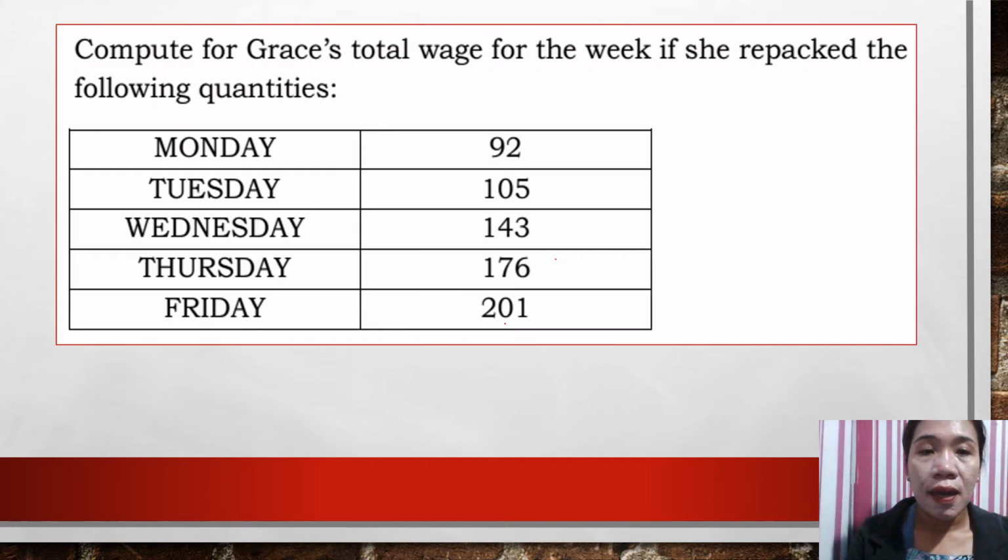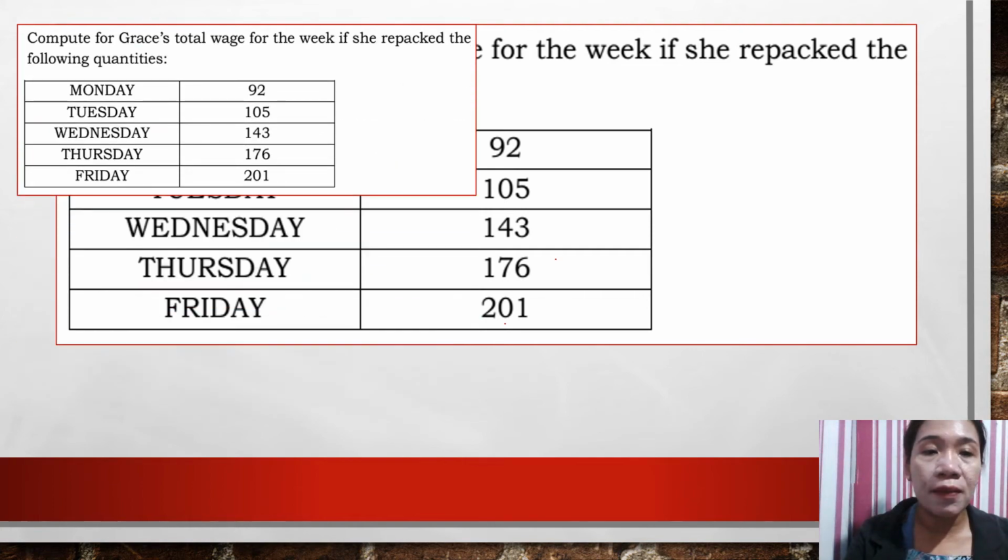Okay. So, in our example, we have here: compute for Grace's total wage for the week if she repacks the following quantities. Sa Monday, 92 kabuok gummy bears ang na-repack. Pagka Tuesday, 105. On Wednesday, 143. Thursday, 176. And on Friday, 201. So let us try to take a look at the computation. So let's try to solve this.